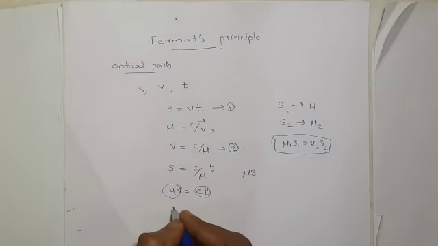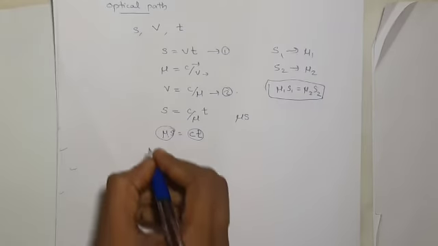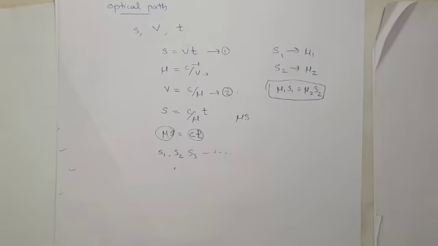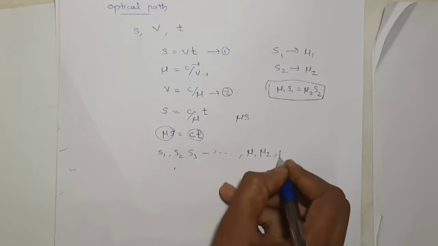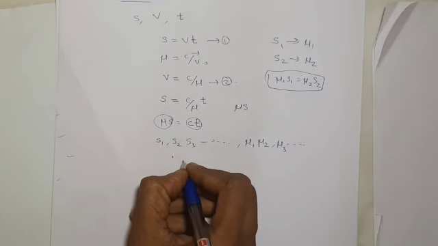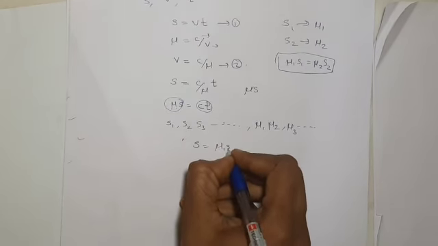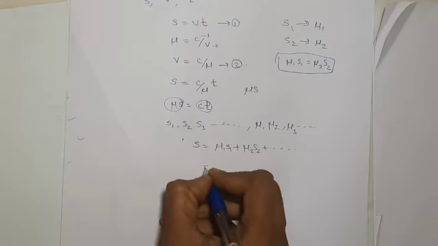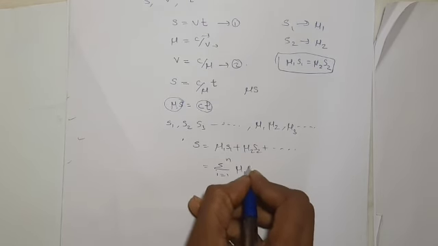When a ray travels distances S1, S2, S3, etc., in media of refractive index mu1, mu2, mu3, etc., then the total optical path is equal to mu1 S1 plus mu2 S2 plus etc. That is, the summation from i equal to 1 to n of mu i S i.